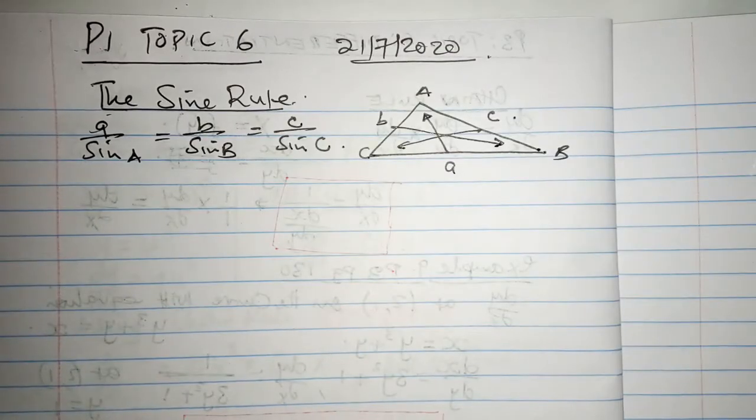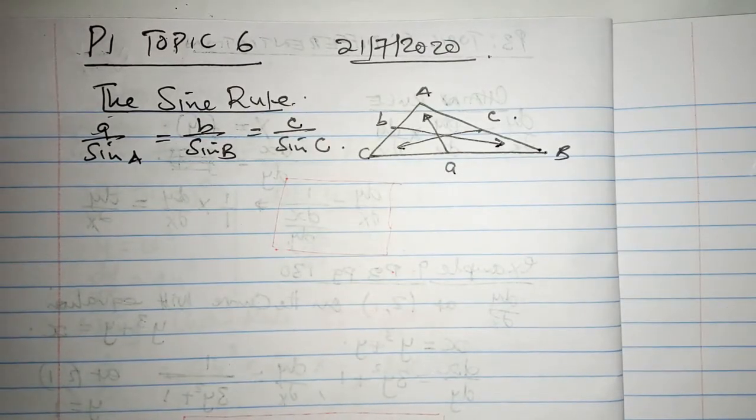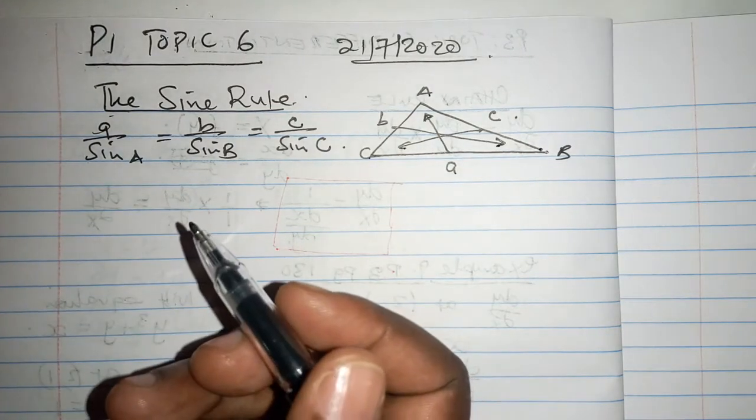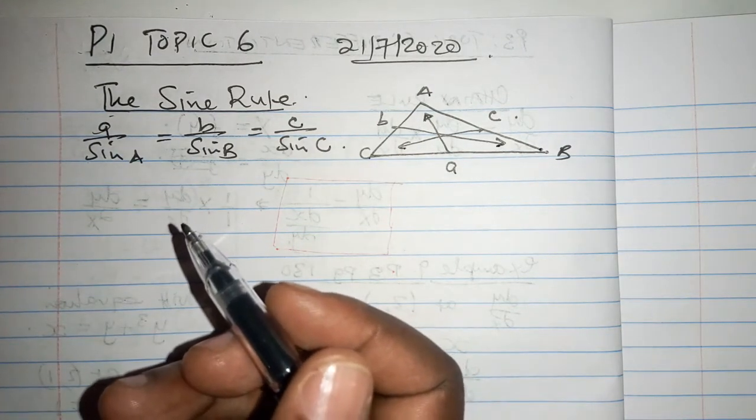And we are told that the sine rule can be used to work out missing sides or angles in a triangle. And this version of the sine rule is used to find the length of missing sides. And of course, before we can even know how to use it, do we even know how to derive it? So in this video, we want to learn how to derive the sine rule.